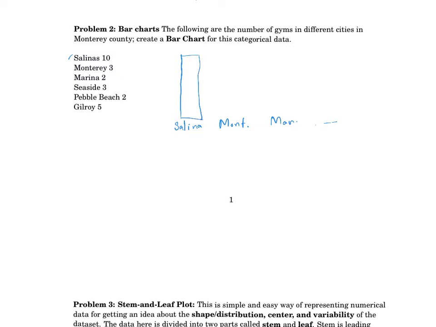You create a rectangle like this, and for Monterey you have 3, so maybe 3 would be something like this. Marina has 2, maybe something like this, and so on and so forth. This is categorical data, so for each of these cities you do the corresponding height of the bar. So that's how you do this problem.